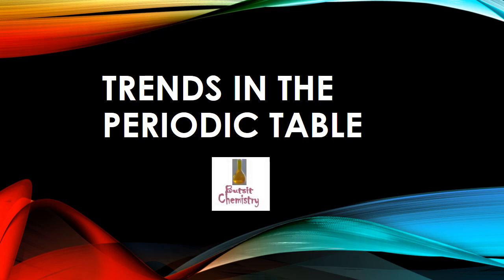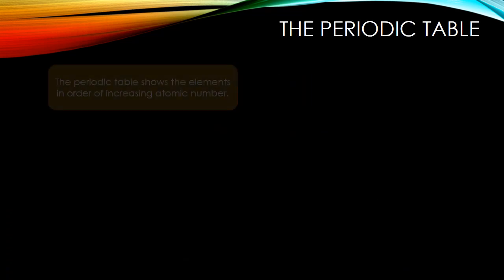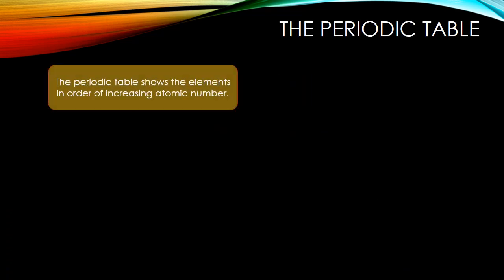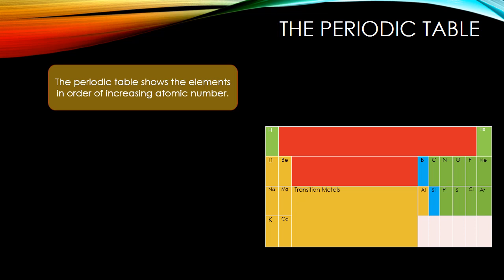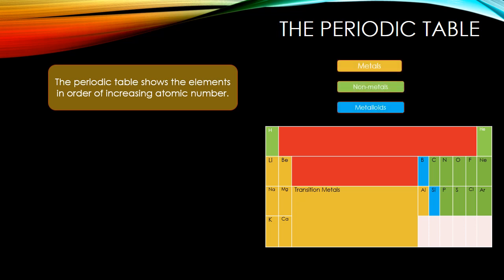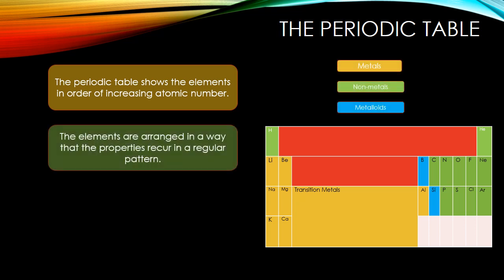Trends in the periodic table. The periodic table shows the elements in order of increasing atomic number. The elements are arranged in a way that the properties recur in a regular pattern.